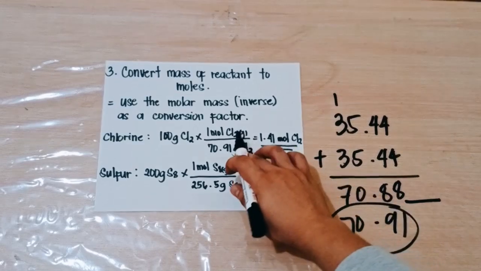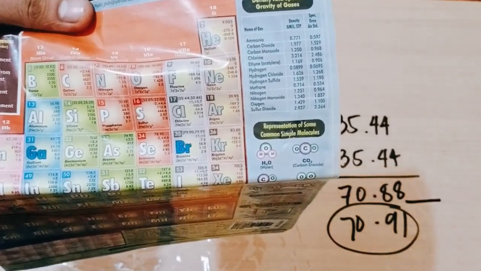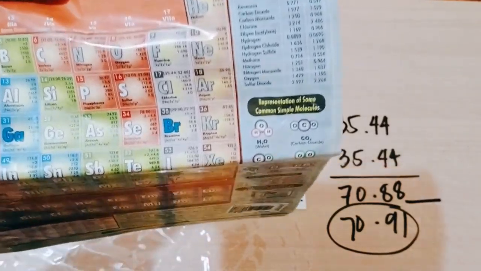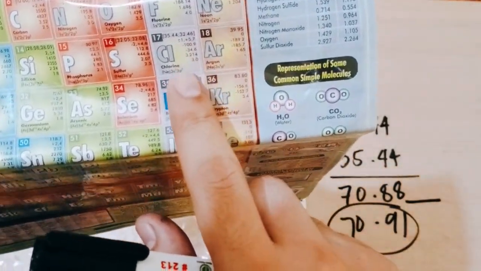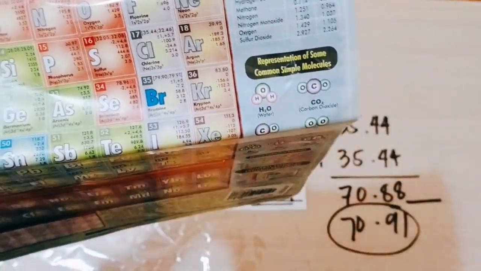Again, makukumpute mo lang yan, pupunta ka dun sa periodic table, that is why kailangan yun ng periodic table ngayon sa topic natin. Make sure na may periodic table kayo para makuha niyo yung atomic mass or molar mass nung mga elements na present dun sa problem.